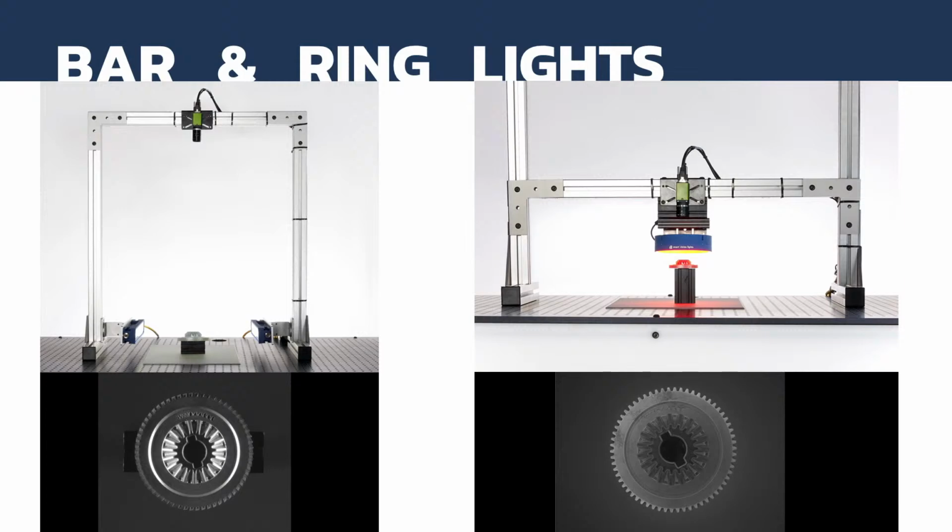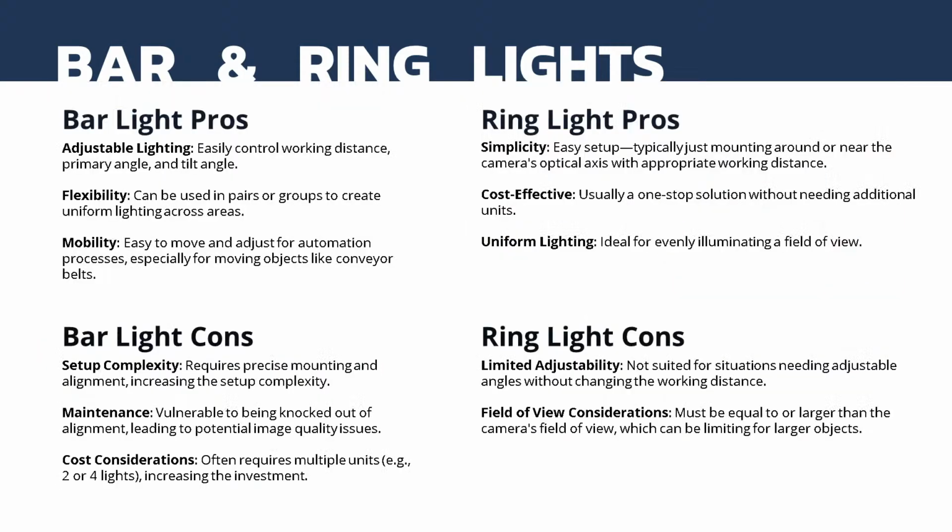But the thing I'm going to tell you is, well, why bother? Because with the ring light, we'll just put it on there, get it down to the dark field angles and image that. So choosing the right light can also save you a lot of time in a case like this. So now let's summarize our bar and ring lights.